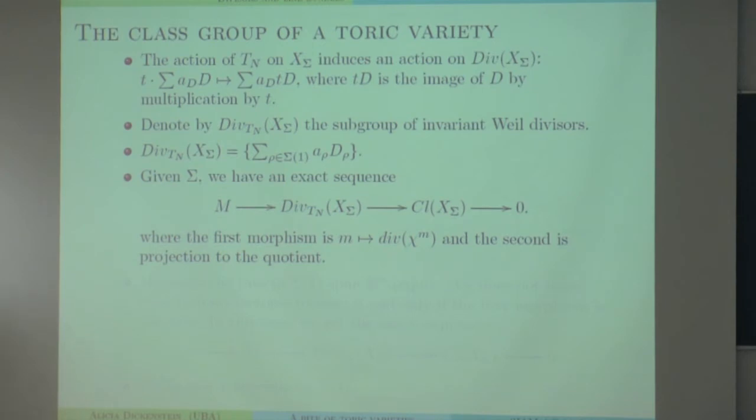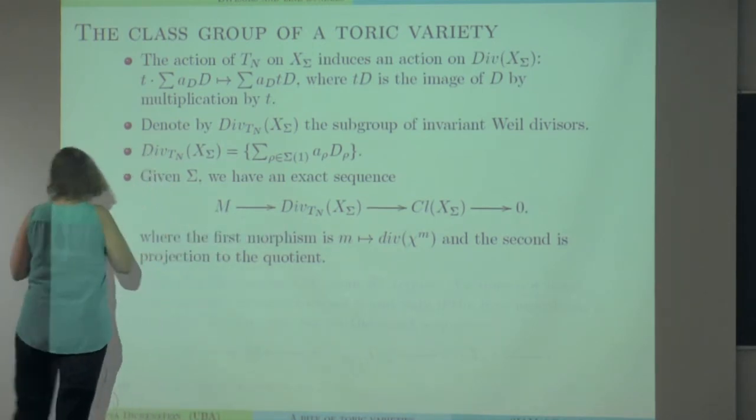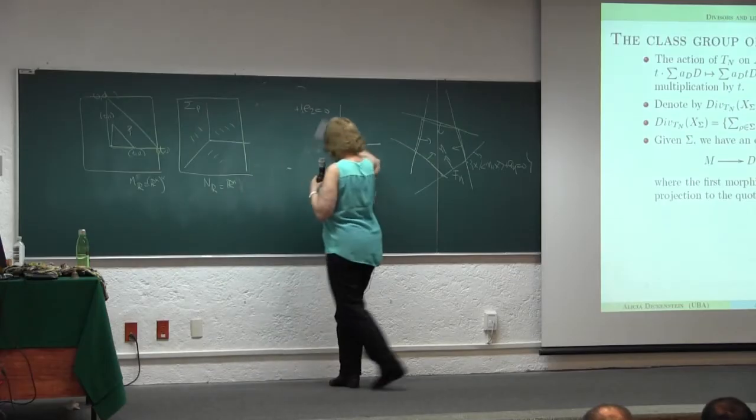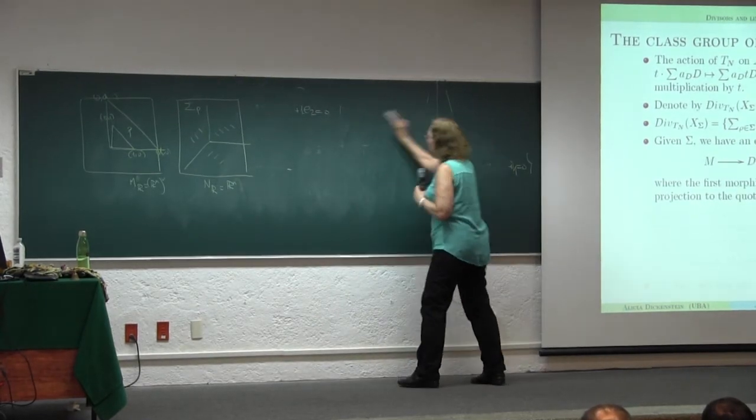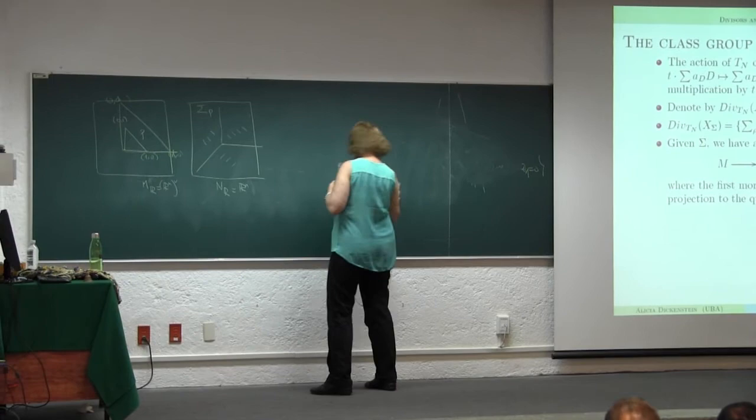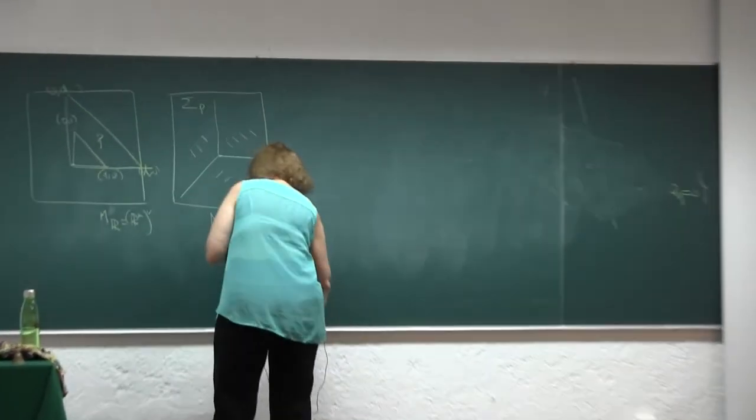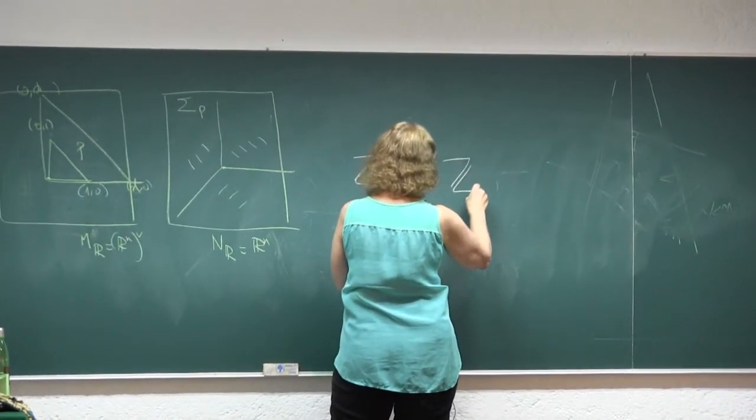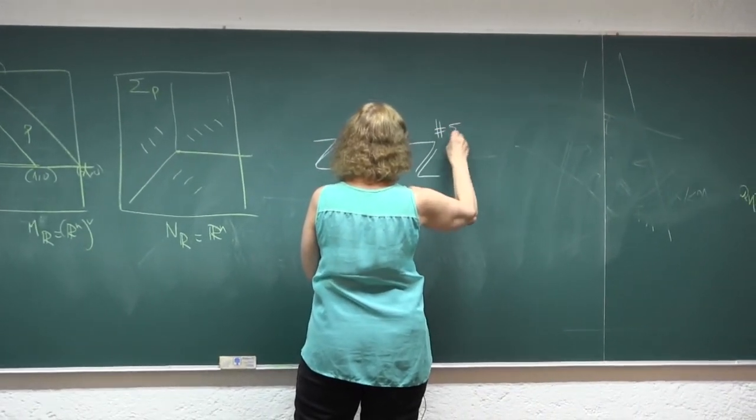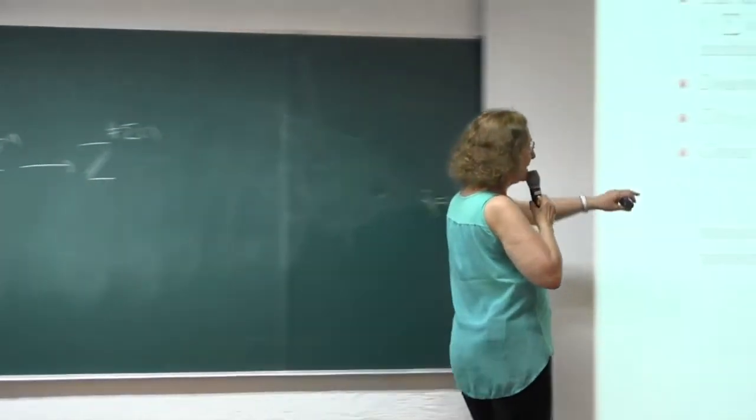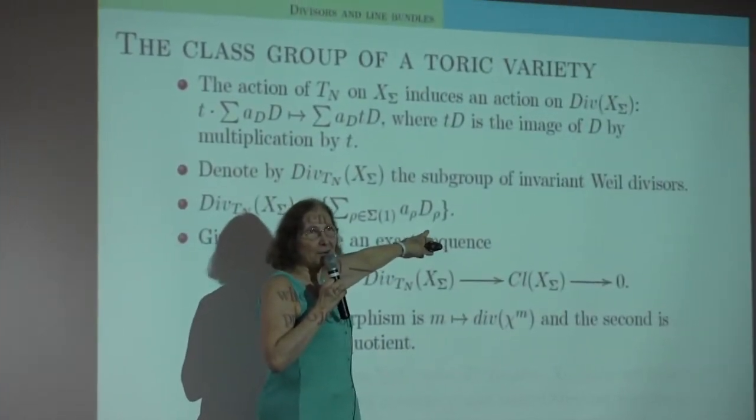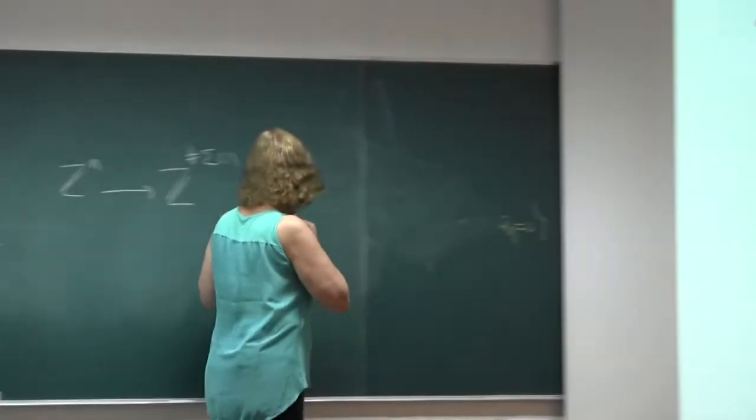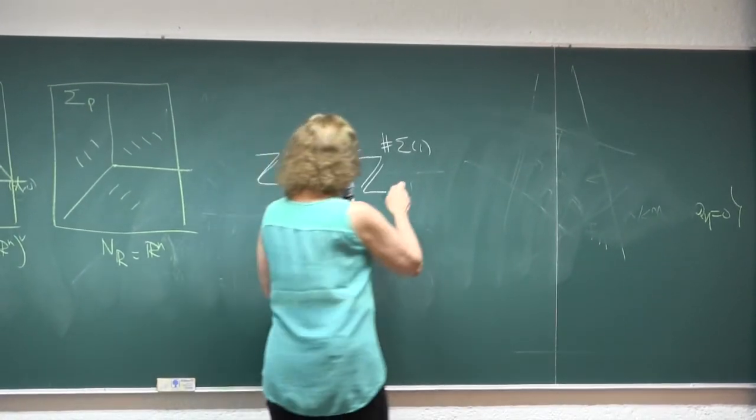And then there is an exact sequence. So what's this map? Let me write down this map for you. If we have a chosen basis, this is just M, which is just Z^n, and we go to Z to the cardinality of sigma(1), because this is a free module with these generators and these coefficients. So what I have here is isomorphic just to Z^r. And then here I have the class group.